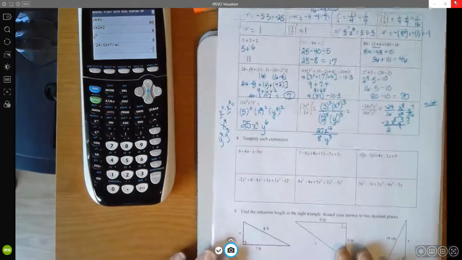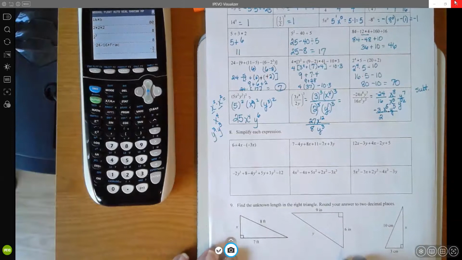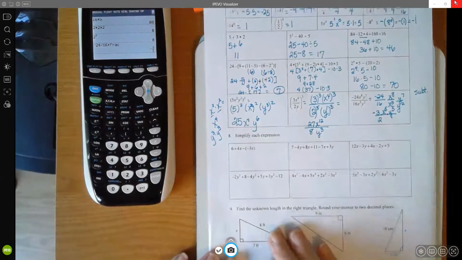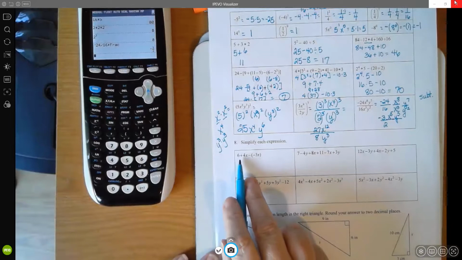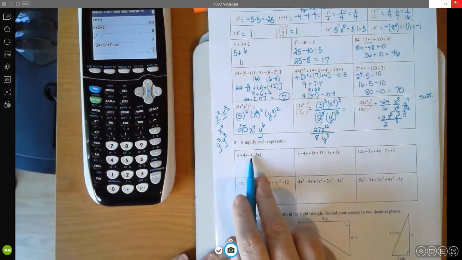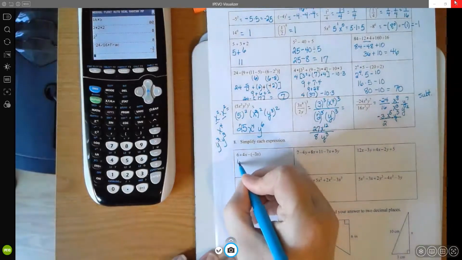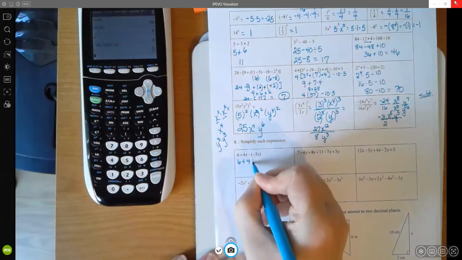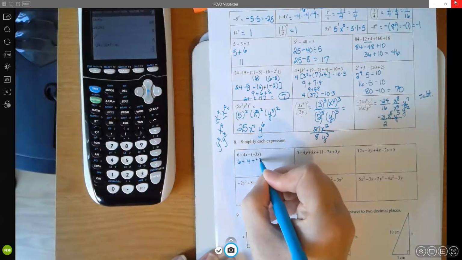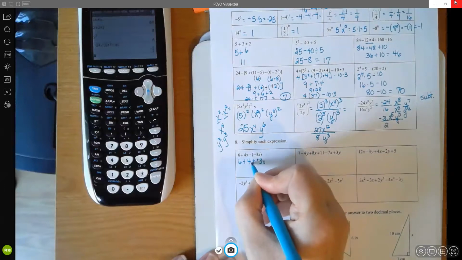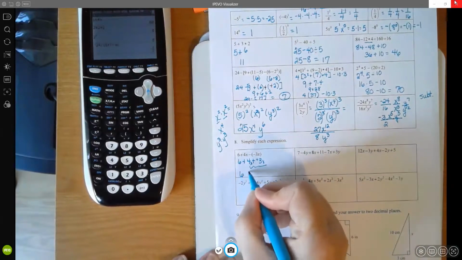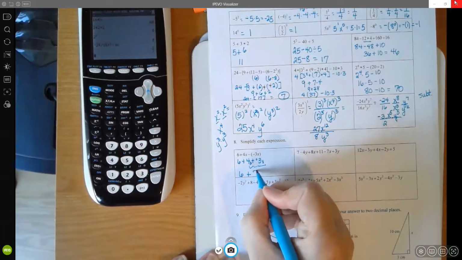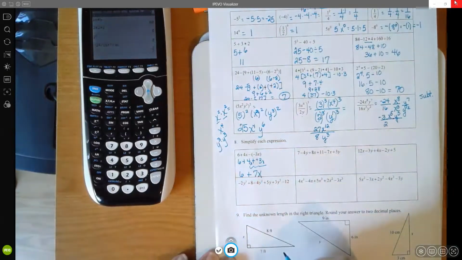Okay, let's look at the next part, which is to simplify each expression. As I look at simplify each expression, I want to add like terms. 6 plus 4x minus a negative 3x. I want to rewrite that, simplifying my signs there to adding a positive 3x, and I left off the x there. Then these are my like terms. The 6 does not have a like term. 4x plus 3x gives me 7x.